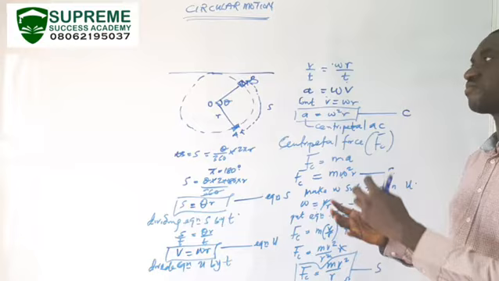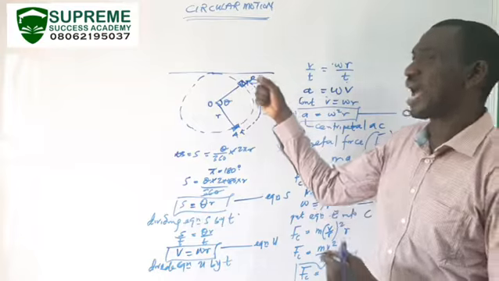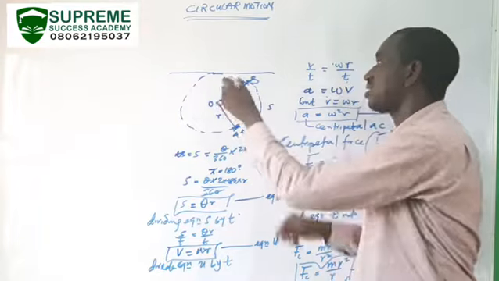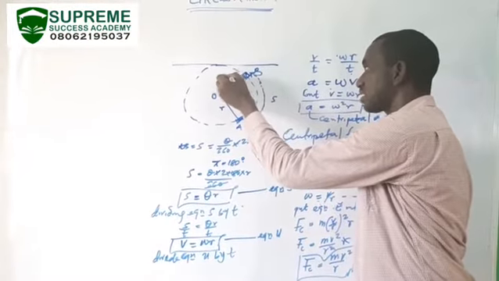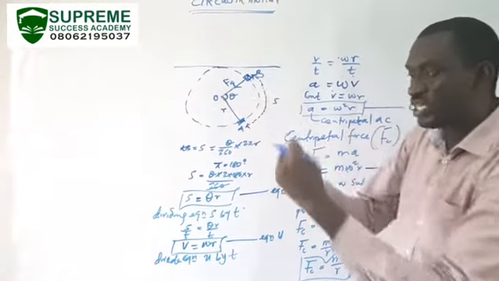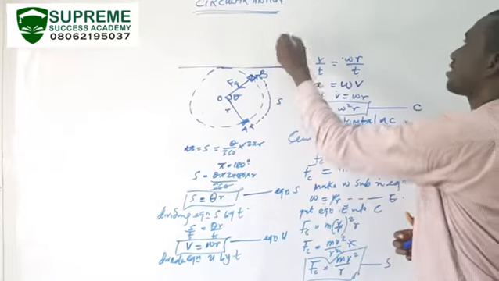Centripetal force is the force that is pulling an object in a circular path towards the center of the circle. So your centripetal force will be pulling it towards the center. Why centrifugal?